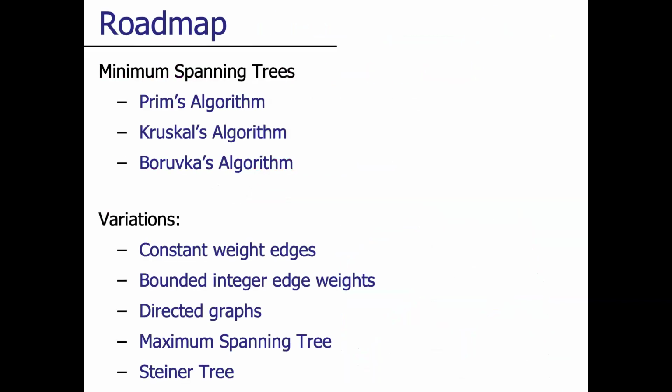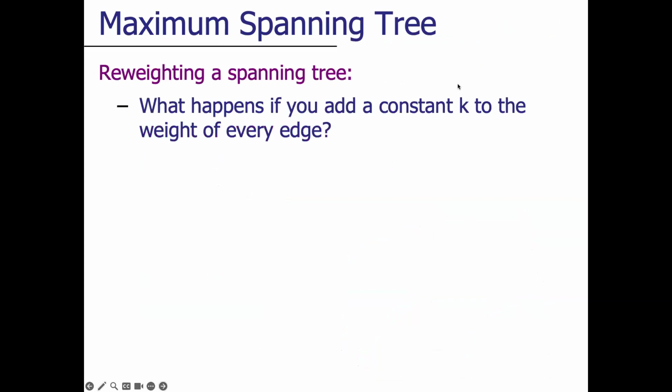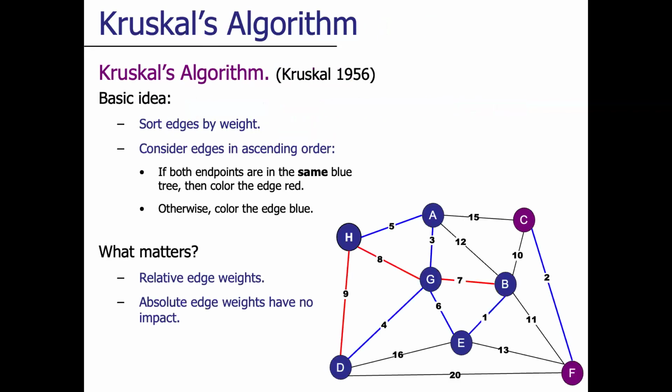another topic, which is maximum spanning trees, right? When talking about the minimum spanning tree, the definition of the maximum spanning tree is the spanning tree of maximum weights. And how do you find the maximum spanning trees? So before we really answer that question, let's consider a related question. What would happen if we reweight a spanning tree? What would happen if we add a constant k to the weight of every edge, right? Would this have a huge impact on the final result? It turned out that it really does not matter.